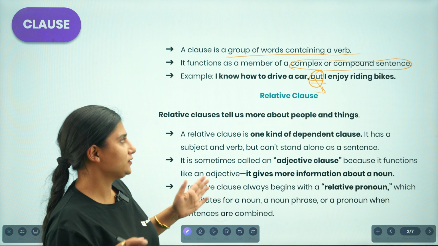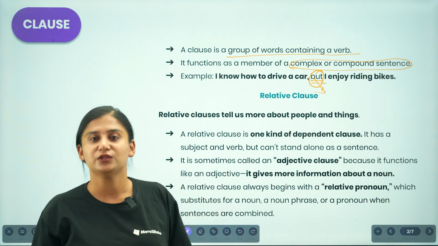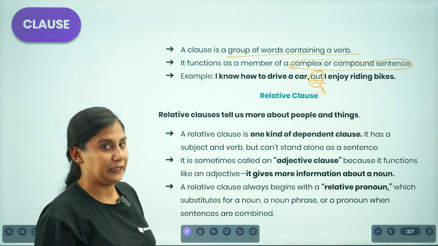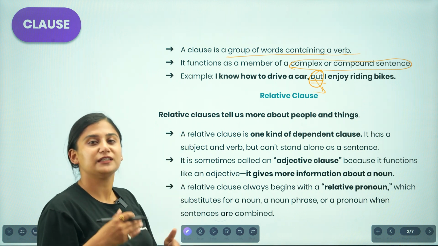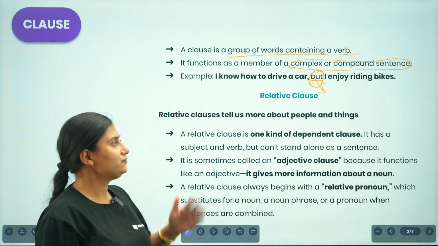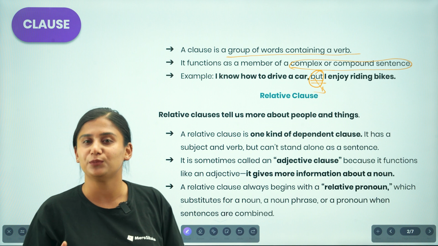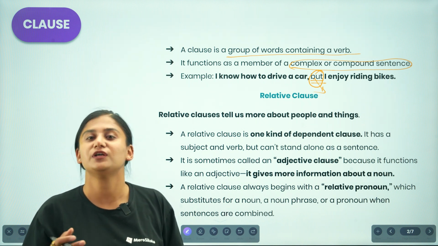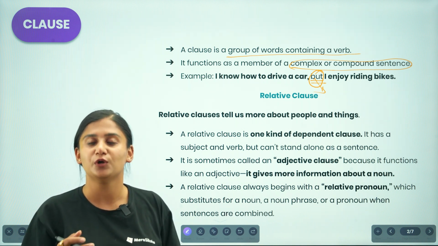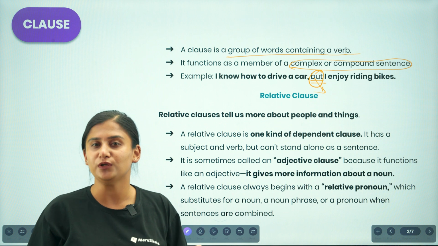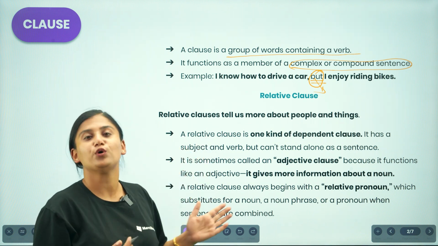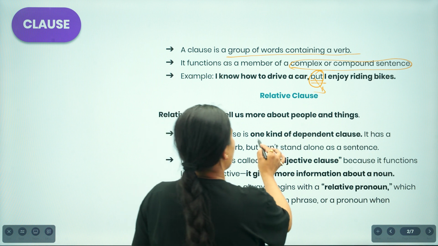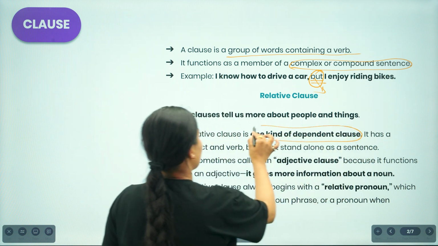Moving on, let us talk about a relative clause now. So what is a relative clause? As we already know that a clause contains a verb, a relative clause tells us more about the people or a thing in a sentence. We use a relative clause when we are to provide information regarding the people or a thing that appears in a sentence. A relative clause can also be understood as one kind of dependent clause.